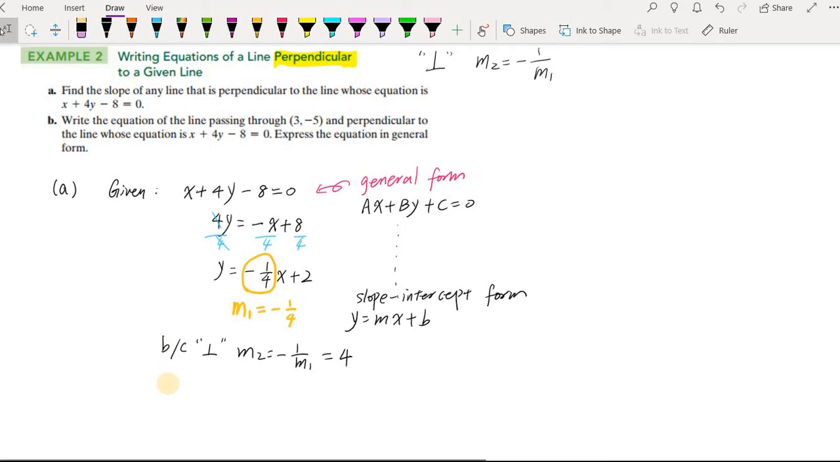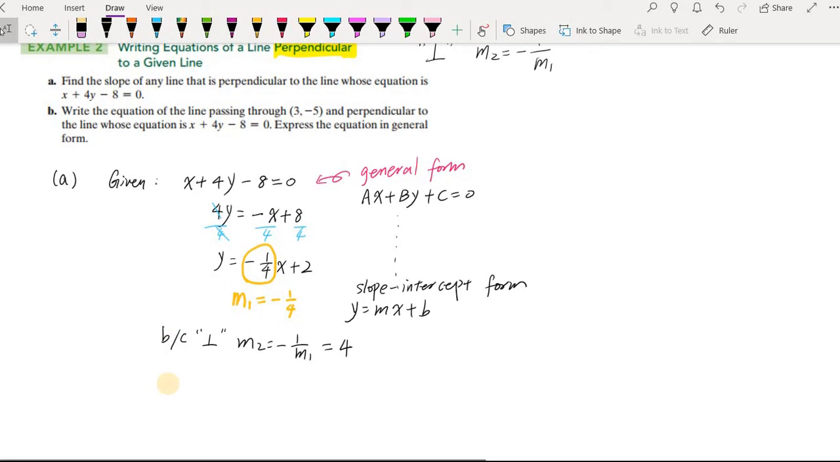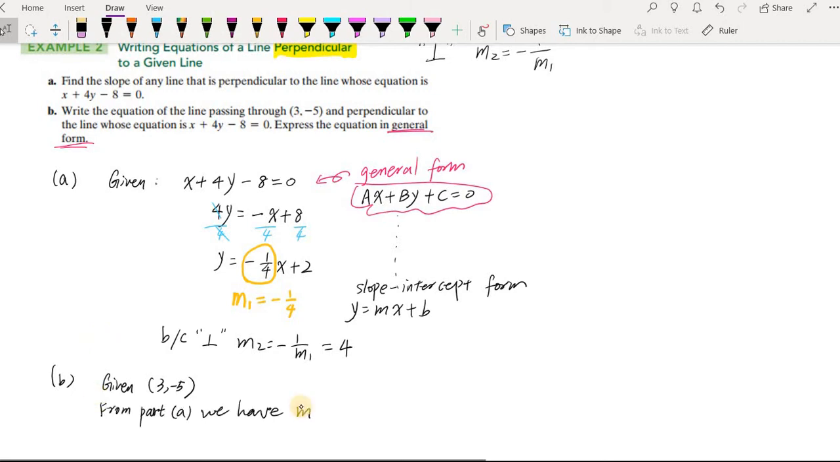Part B. When you read this question, immediately you should realize we need a general form as the solution, which we already have right here. So let's see how we do this. We're given a point 3, negative 5. Write the equation of the line that passes through this point and is perpendicular to the line from part A. We have m equals 4. If we need to find something perpendicular, we already got this.